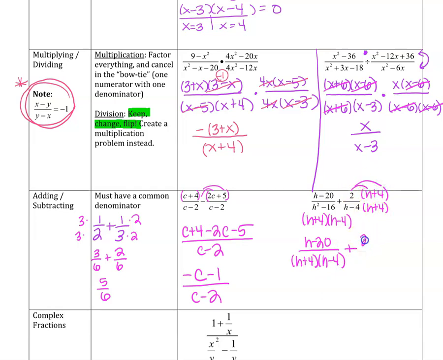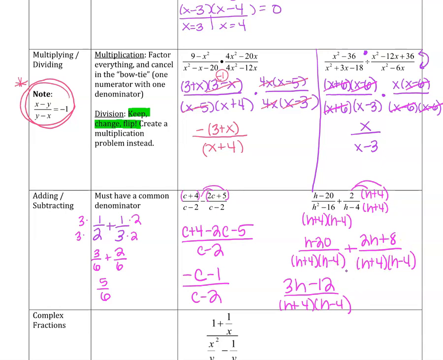Distribute that 2. Okay, now once you have a common denominator, just like what I modeled with the 3/6 and the 2/6, I can combine the denominators together to be one denominator, to be a single fraction. h plus 2h would be a 3h, and then negative 20 and a positive 8 would be a negative 12.